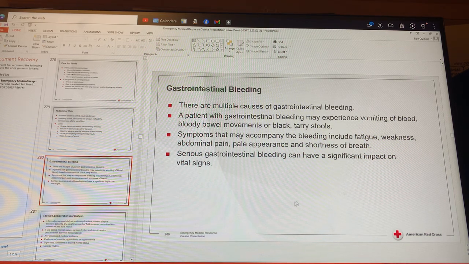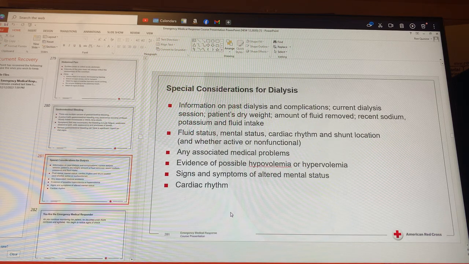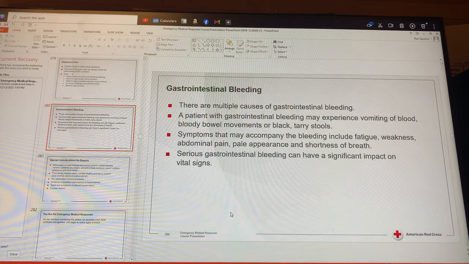A patient with gastrointestinal bleeding may experience vomit of blood, bloody bowel movements, or black tarry stools. Symptoms that may occur accompanying the bleeding include fatigue, weakness, abdominal pain, pale appearance, and shortness of breath. Serious gastrointestinal bleeding can have a significant impact on vital signs.